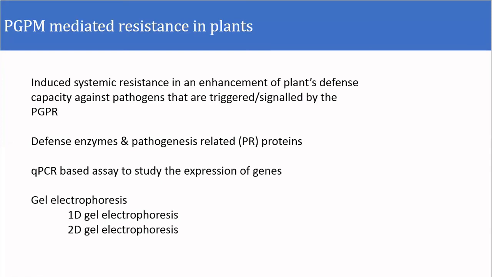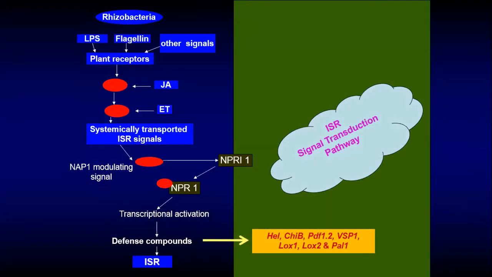Apart from qPCR, we could also use gel electrophoresis, maybe one-dimensional or two-dimensional gel electrophoresis, to identify the differential expression of proteins in plants, so that we will be able to tag those proteins and characterize them using the same multidose. That's a kind of reverse technique.